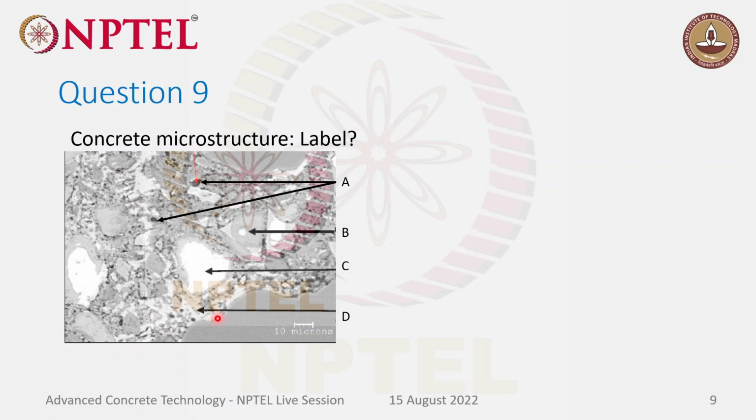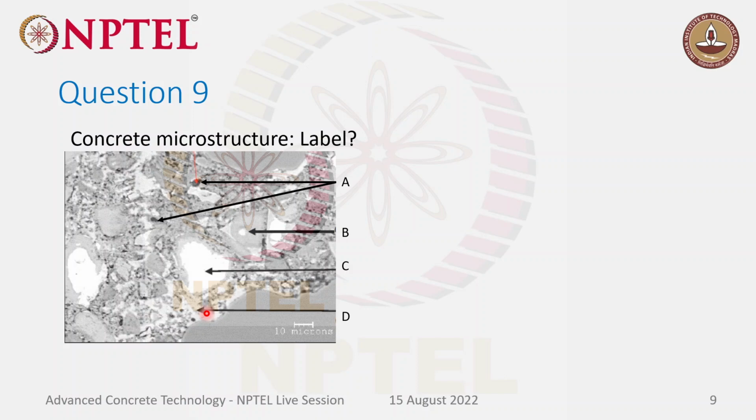And what is the white mass around here pointed to by option D? Outer CSH. Yes, it can be outer CSH, but if it points towards the white region there, then it can be portlandite crystals as well, calcium hydroxide. But if it points towards the gray area, it can be ettringite or outer CSH.